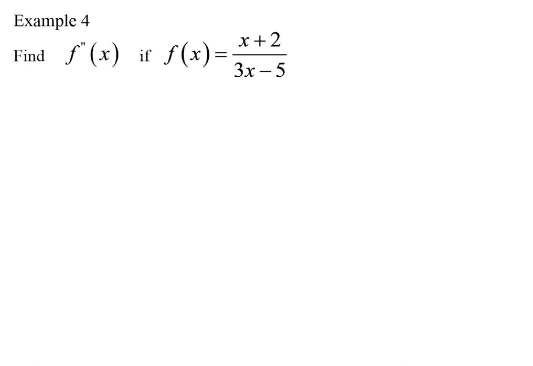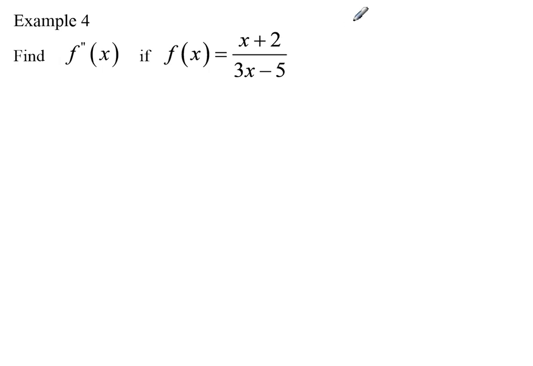Another example, find f double dash of x if f of x equals x plus 2 over 3x minus 5. As you can see here, this is a fraction, so we would be using the quotient rule.